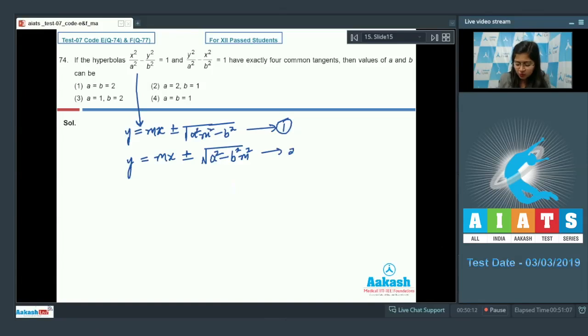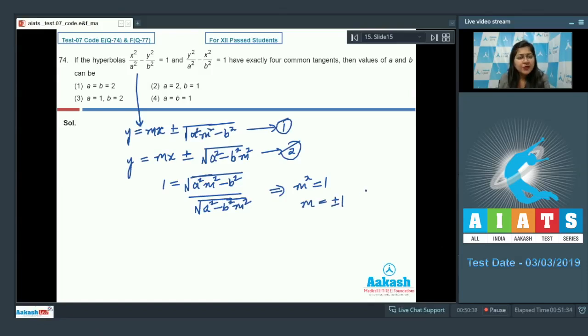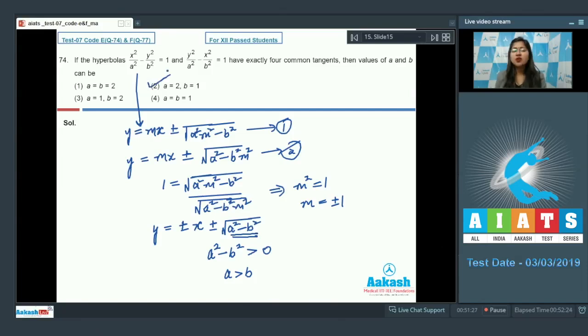Now, as equations 1 and 2 both signify the same tangent, the coefficients will be in proportion. So we will say that 1 is equal to under root of a square m square minus b square upon under root of a square minus b square m square. From here we find that m square is equal to 1, that is m is equal to plus minus 1. So putting the value in equation 1, we will get y equal to plus minus x plus minus under root of a square minus b square. Now, to have exactly 4 common tangents, the quantity inside the under root should be greater than 0. That is, a square minus b square should be greater than 0, that is, a should be greater than b. That is, the values of a and b can be a equal to 2, b equal to 1. That is given in option number 2.